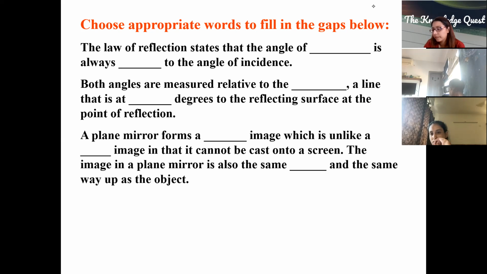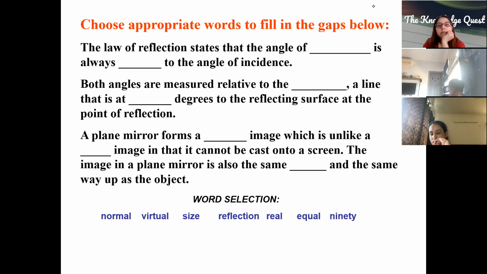The law of reflection states that the angle of incidence is always equal to the angle of reflection. Both angles are measured relative to the normal, that is, 90 degrees to the reflecting surface at the point of reflection.